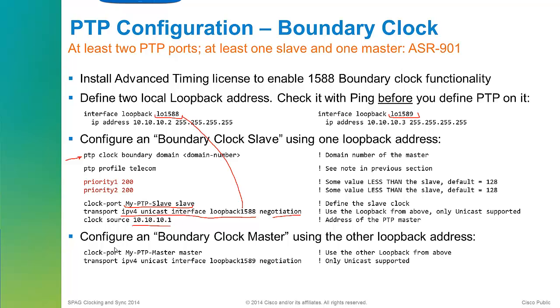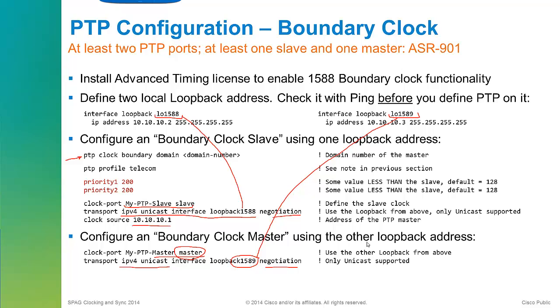And then we also define another clock port. This one's called my PTP master. We use the keyword master here instead of slave to say that this is the master. Again, IPv4 unicast. Again, negotiation. And we use the different loopback address. We use this one up here.